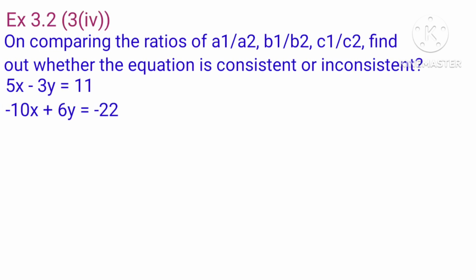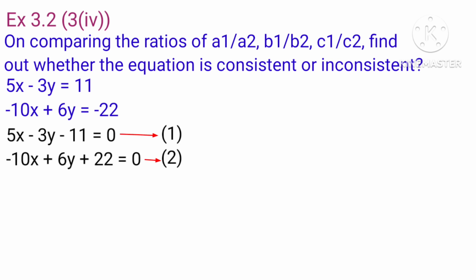We have another model in the sum: 5x minus 3y is equal to 11 and minus 10x plus 6y is equal to minus 22. So we can write it as 5x minus 3y minus 11 is equal to 0. It is equation number 1. Minus 10x plus 6y plus 22 is equal to 0. It is equation number 2.